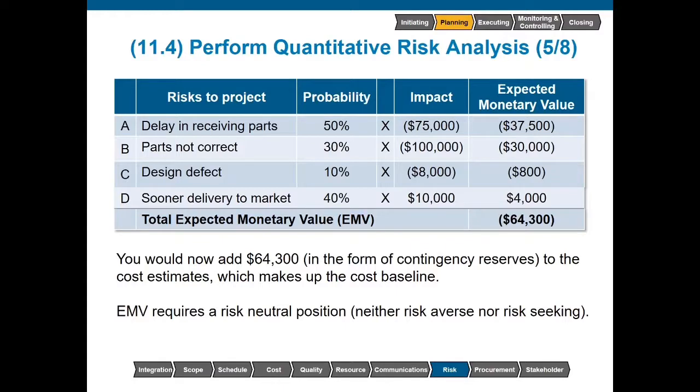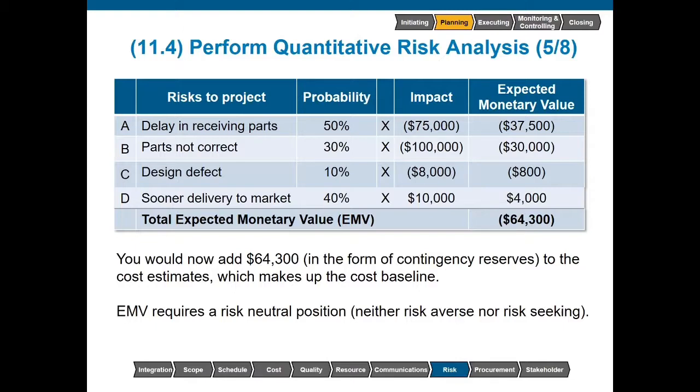Here we see a table of 4 risks that we are about to quantitatively analyze. These risks will be calculated using expected monetary value. Expected monetary value does require risk neutrality. If we do not have risk neutrality, then this formula does not work. The first risk is a delay in receiving parts. There's a 50% chance that this should occur, and if it should, then there's a negative $75,000 impact.